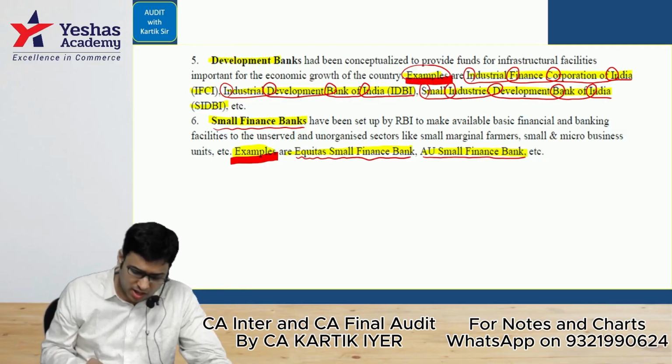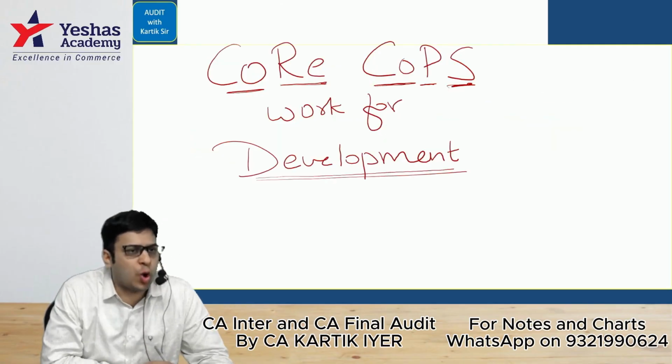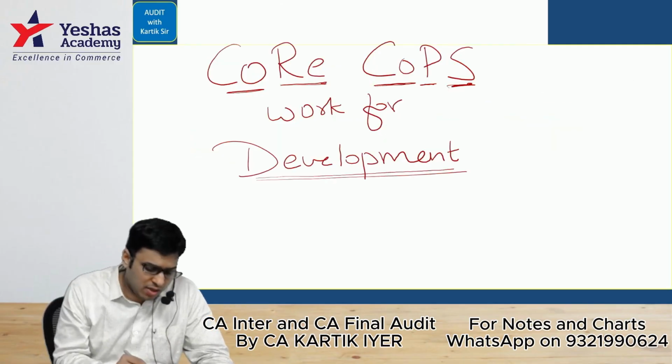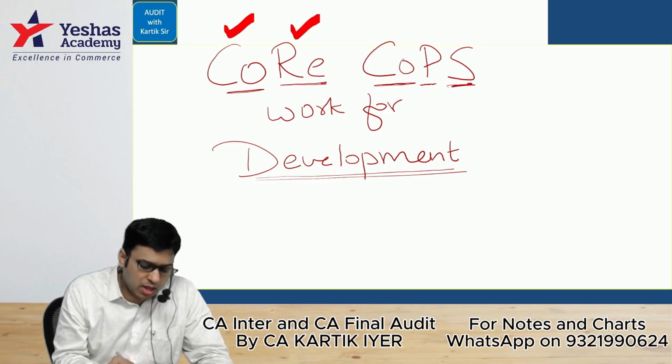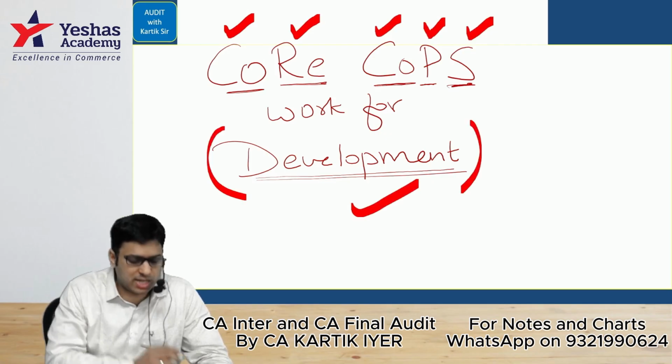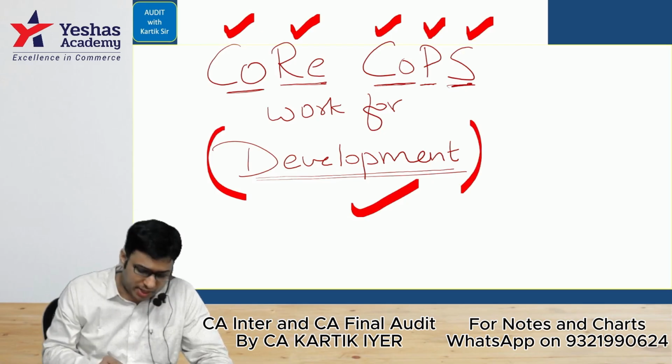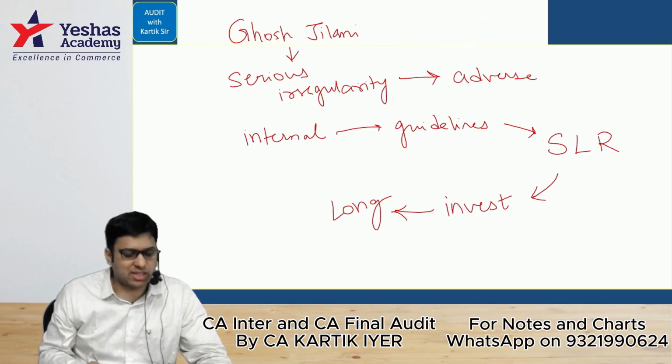In this case, we did a code called Core Corps Work for Development. Let's go for it. Tell me. First is commercial banks, regional rural banks, cooperative banks, payments banks, small finance banks, and finally you have the development bank. Okay, Core Corps Work for Development. Then we did our favorite answer, Ghosh Jilani story.